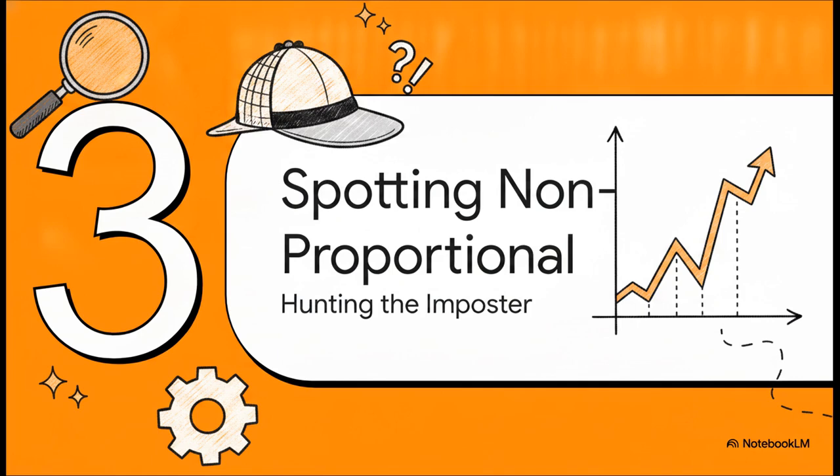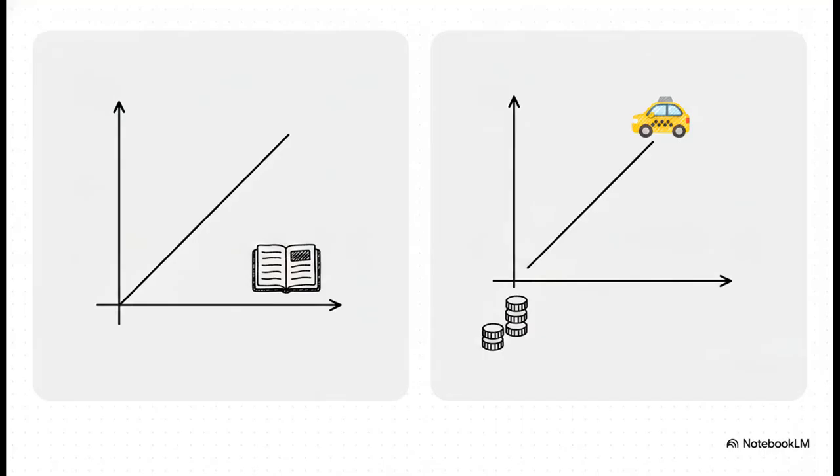Section 3. Spotting non-proportional relationships. Okay, looking at this side-by-side contrast, it's actually super interesting. On the left, our notebook equation relies purely on the unit rate, y equals 1.5x. But check out the equation for a taxi ride on the right, y equals 2m plus 4. The taxi charges $2 per mile, which is our rate of change, but it includes an extra starting fee of $4. That little plus 4 at the end? Yeah, that changes the whole shebang.